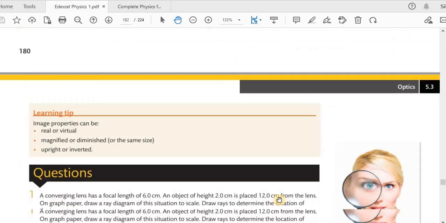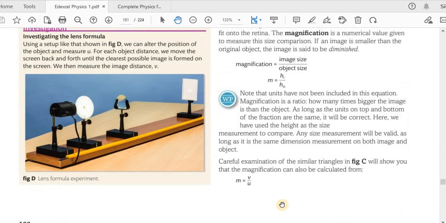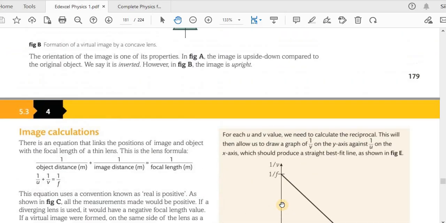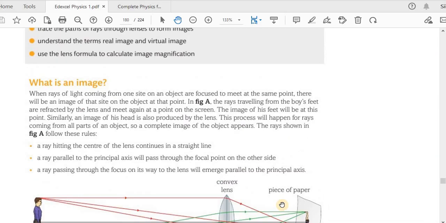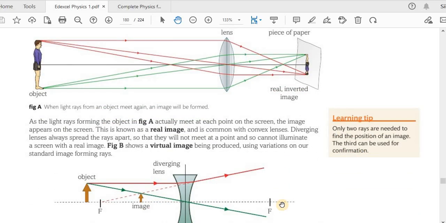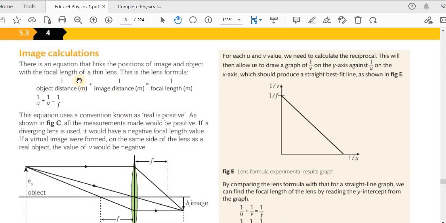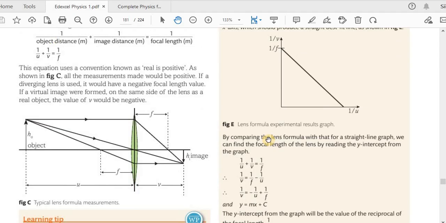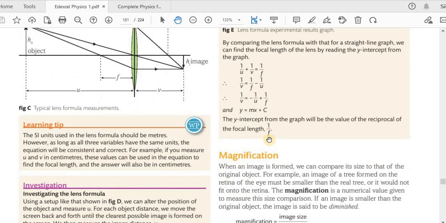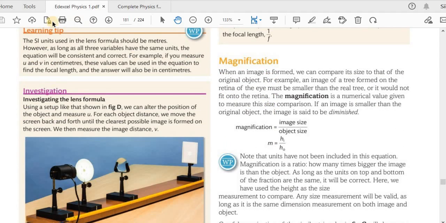Okay, now we will go to the next topic, which is magnification. So far we have learnt about the virtual images and real images formed by lenses. Then we saw this equation, which is the lens formula. From this we can find the focal length. Now we will see magnification.